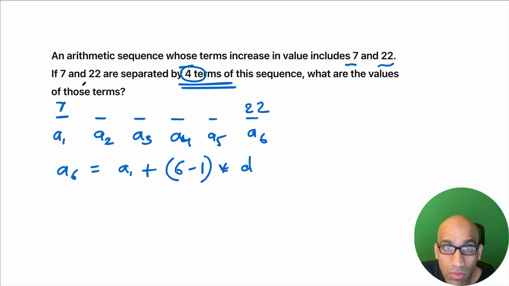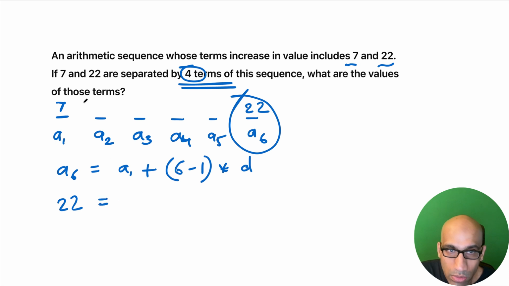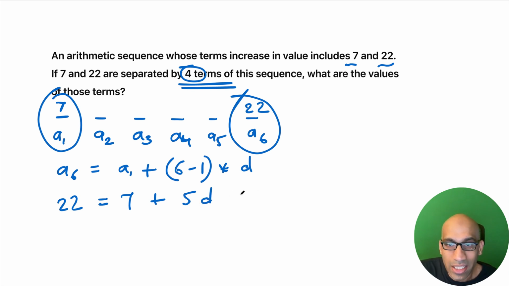If the D were 2, then what would you do? This would be 7 plus 2 is 9. This would become 11. This would become 13, etc. Obviously, it's not 2. So first of all you plug this A6 as 22 here, because this is A6 here. You write 22 is equal to A1 is 7, so write down 7 plus 6 minus 1 is 5, and D. And now it becomes an easy equation to solve.